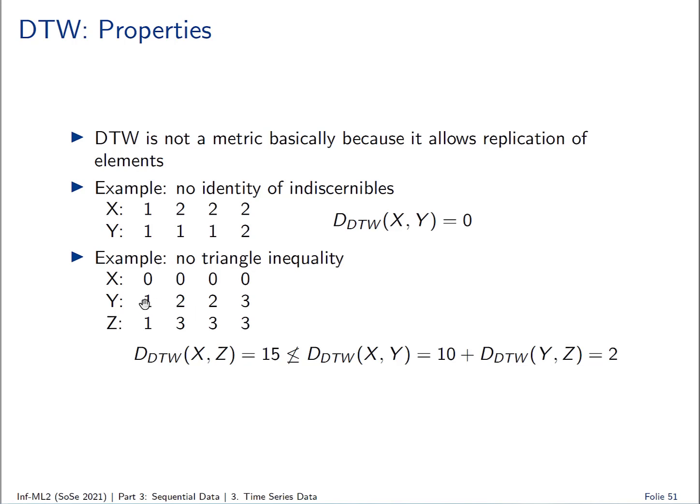And from y to z, we have 1 maps to 1 is 0. 2 maps to 3 is 1. 2 maps to 3 is 1. 3 maps to 3 is 0, 0, 0. So we have just 1 plus 1 here, so these two actually are mapped to 2. So the sum is 12, and that needs to be greater or equal than 15, which is obviously not the case. So here's another counterexample why dynamic time warping is not a metric.